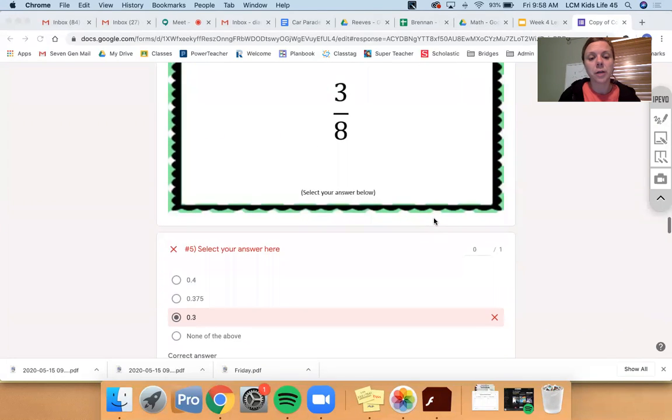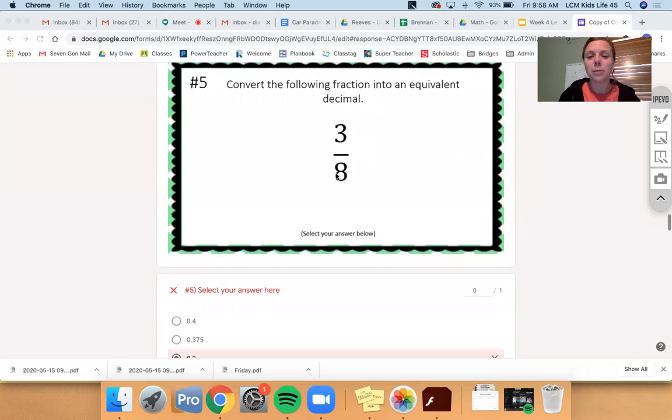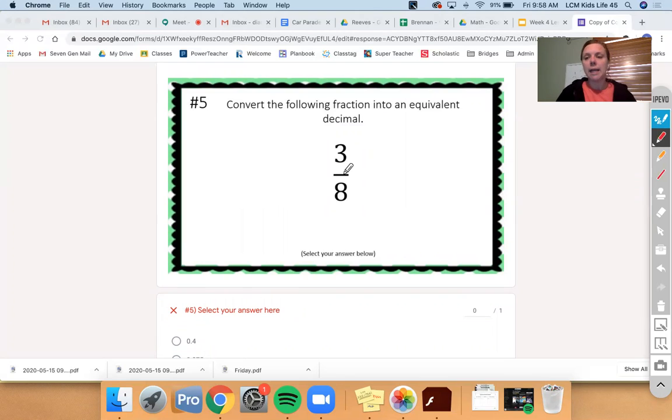Okay, so for this one, we did 0.3, which your error here was probably that you just took this top number and didn't convert your denominator. So we do want to make sure that we're converting our denominator. So how can we get 8 to 10, 100, or 1,000? Well, we can't really get 8 to 10. We know that, right? But what else could we get 8 to?